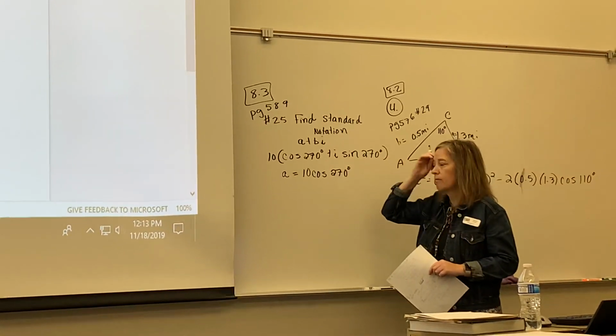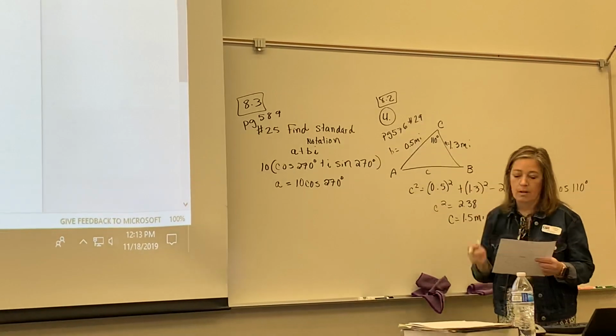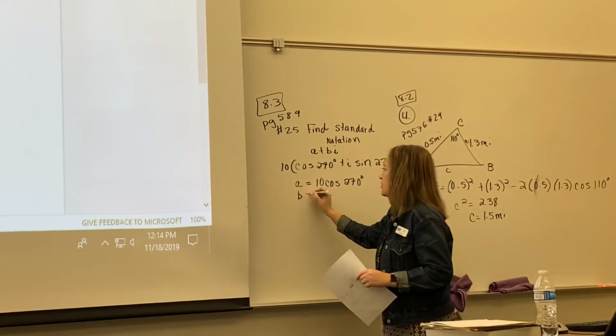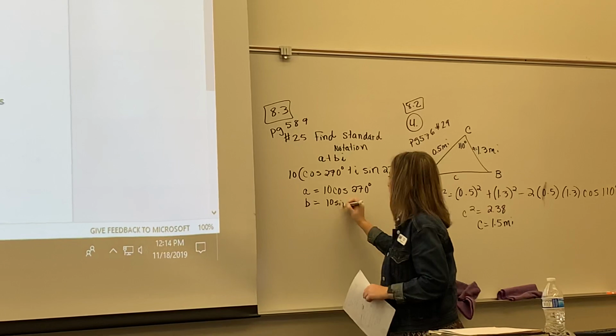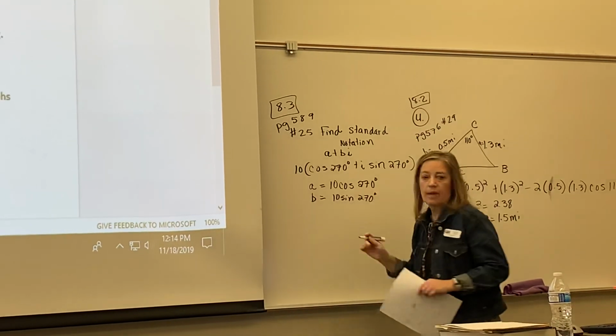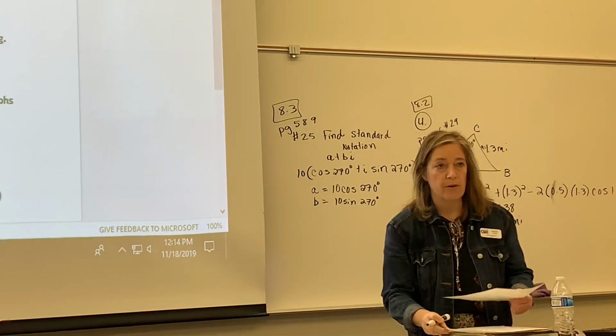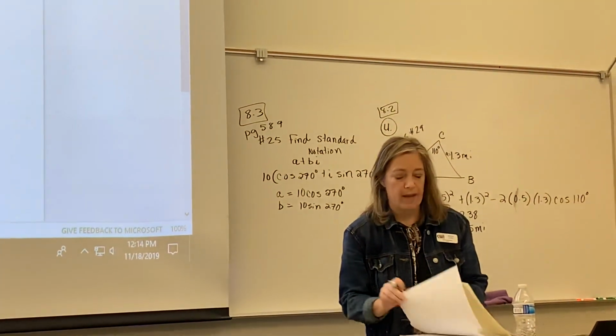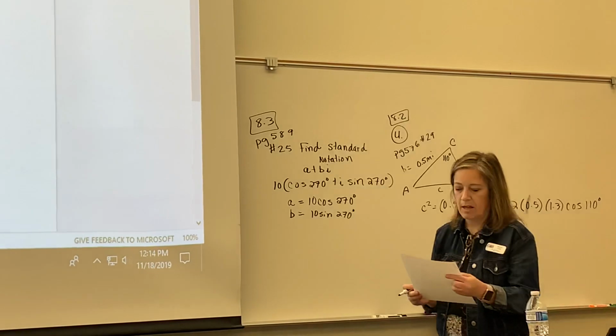270. And then little b would be equal to 10 sine of 270. Okay, last time I told you there's a few formulas that you need to know. And this is where that comes into play.